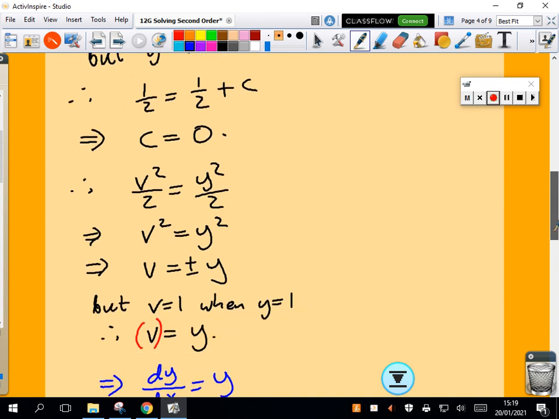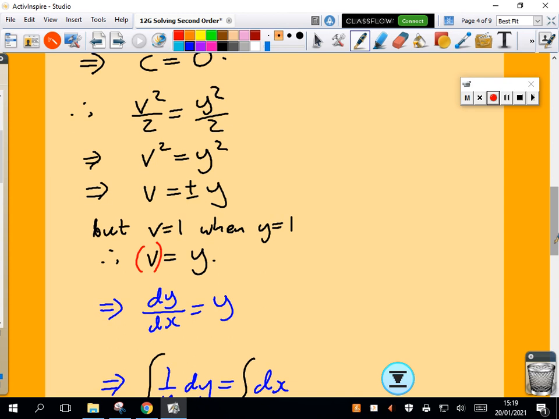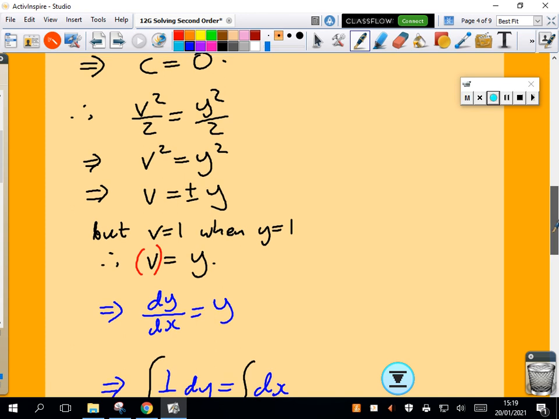Okay, notice we got two values for v. v could be plus or minus y, but it has to satisfy the initial conditions. So we're able to eliminate v equals negative y and keep v equals positive y. Remember, v is a first derivative, dy/dx. So unsubstitute in there. We have dy/dx equals y. Separate.